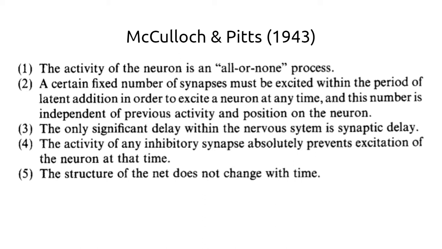The only significant delay within the nervous system is the synaptic delay. So that's saying, okay, the only thing we're worrying about is it takes time for one neuron to produce an output that's going to communicate to the next neuron. We're just going to call that one time step and say, all right, whatever my neuron does right now is just dependent on the inputs from the last time step.